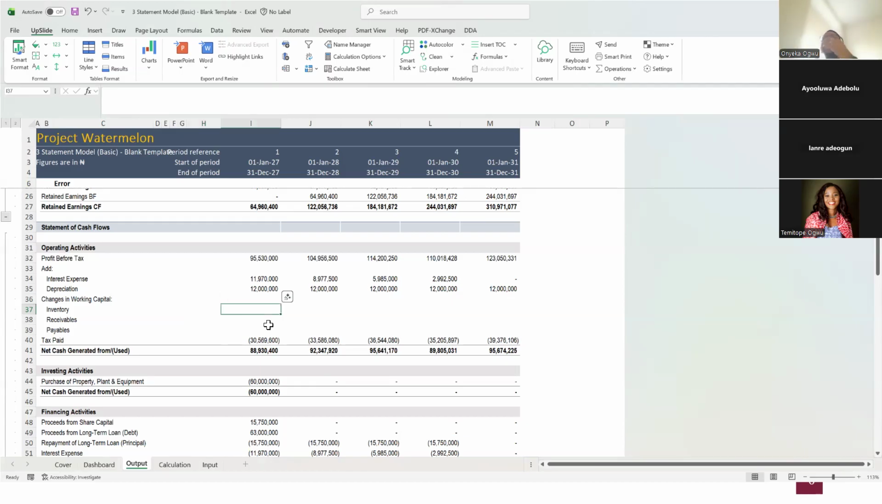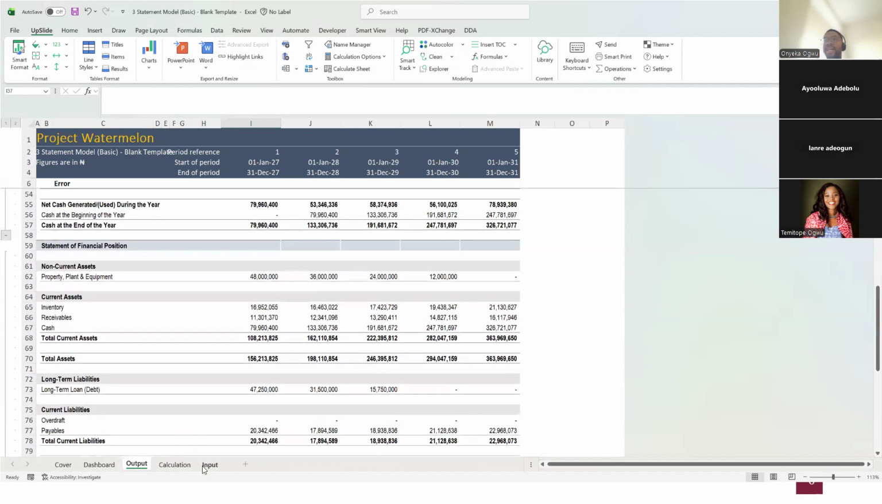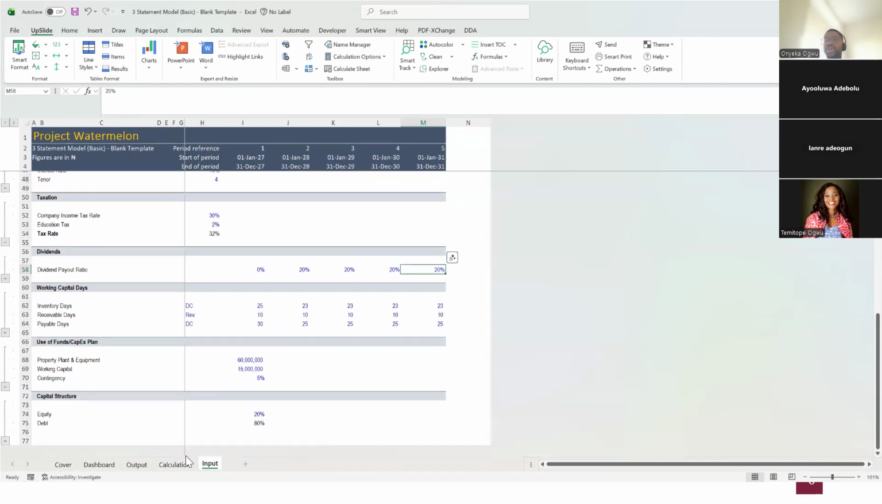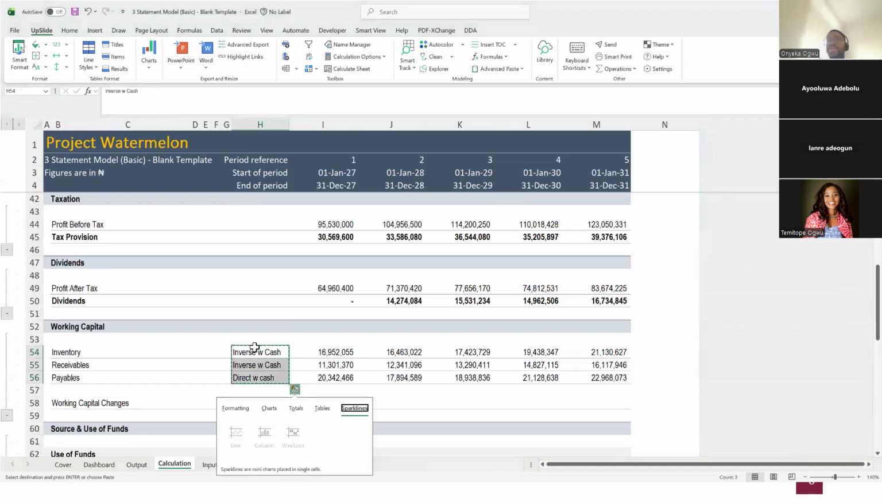So what we're doing here is changes in working capital. Change in working capital means, see, this is our inventory in the beginning. Let's go to the calculation, right? So this is our inventory in the beginning, for year one. Let me bring this somewhere else. Yeah, let me bring it here.